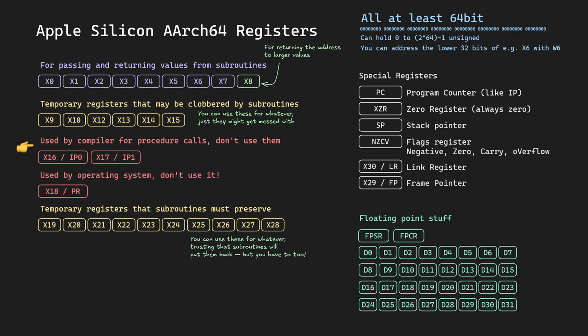Then there are a couple of dangerous ones that we don't want to fiddle with. And then some more that we can use which will be preserved by subroutines that we call. And in fact, we have to find a way to store them and put them back when we want to use them in our own subroutines.